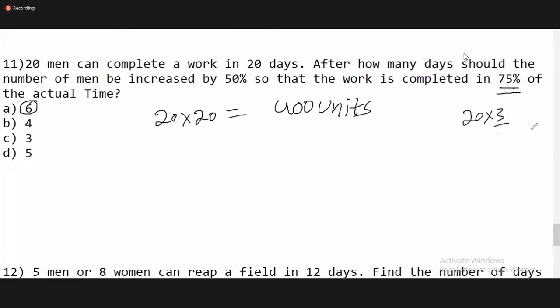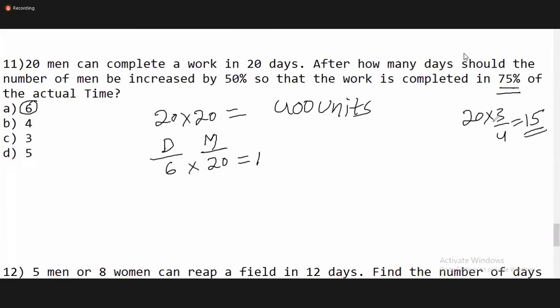75% of this, which means my work has to be completed in 15 days. Keep this in mind. So days and men. Let's take after 6 days someone joined. First 6 days, how many people will work? 20. Tell me how much work they'll do. Please kindly reply in the live chat. How much work they'll do? 120 units. Yes or no?